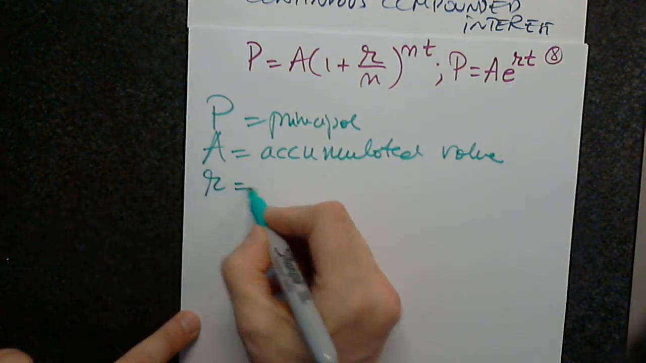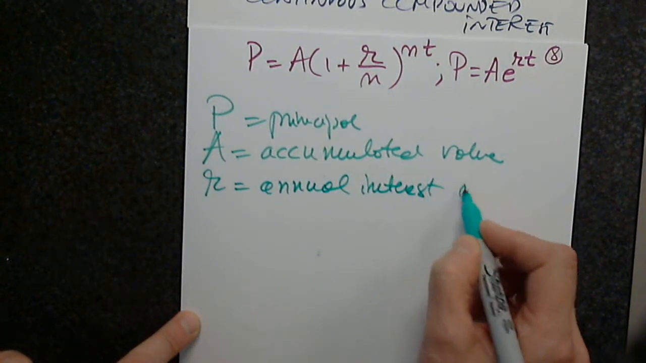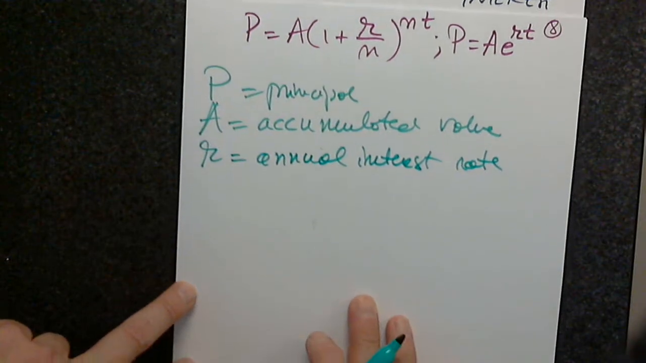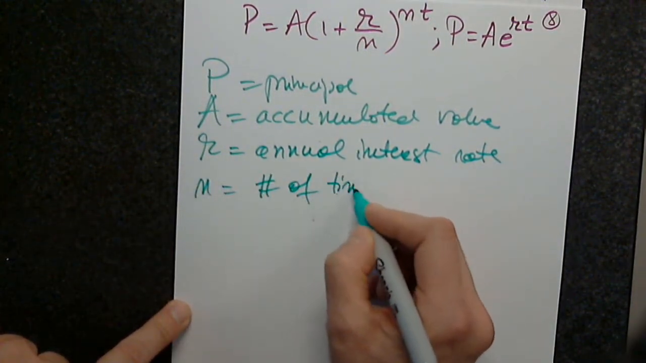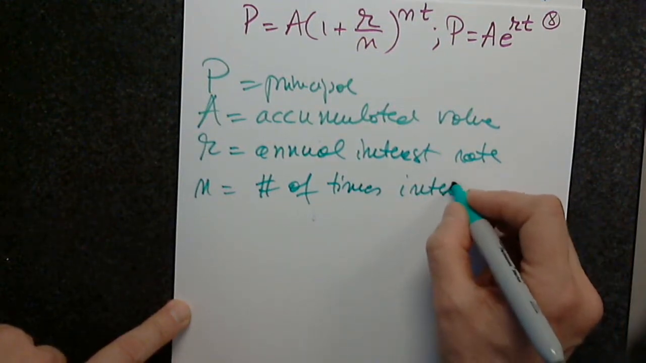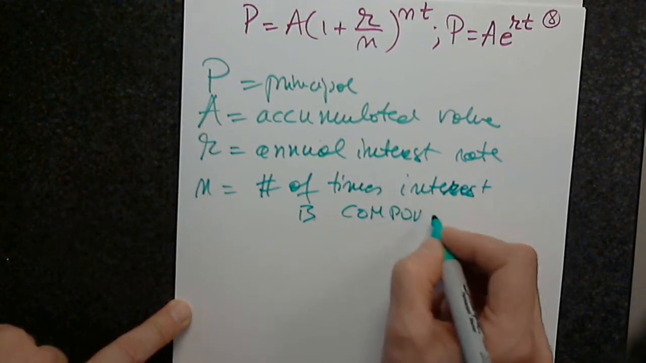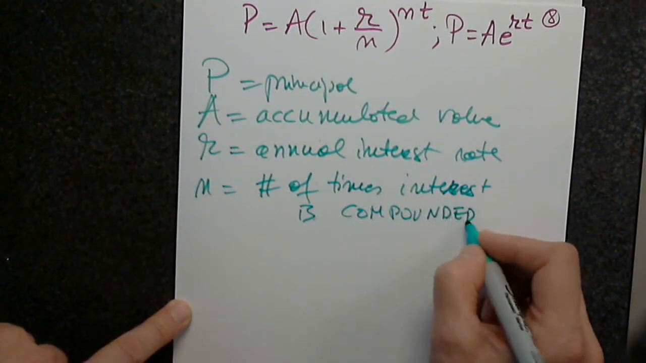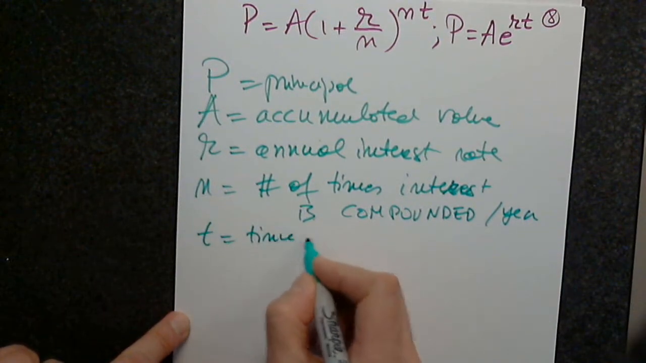R, annual interest rate. N, number of times interest is compounded per year. T, time in years.